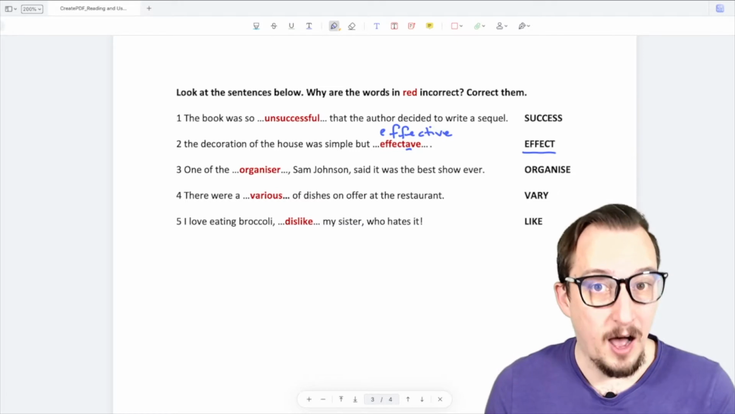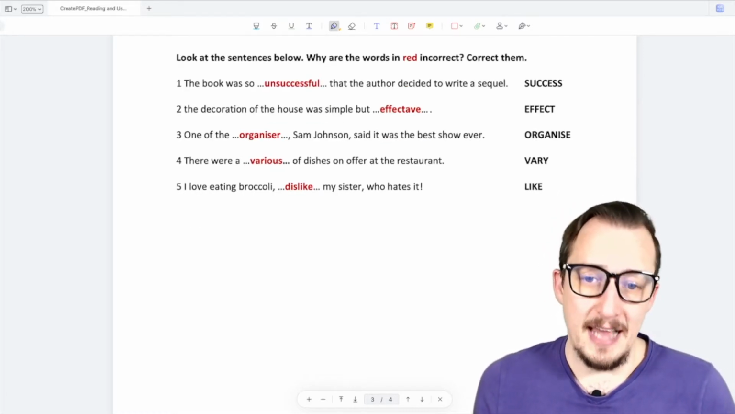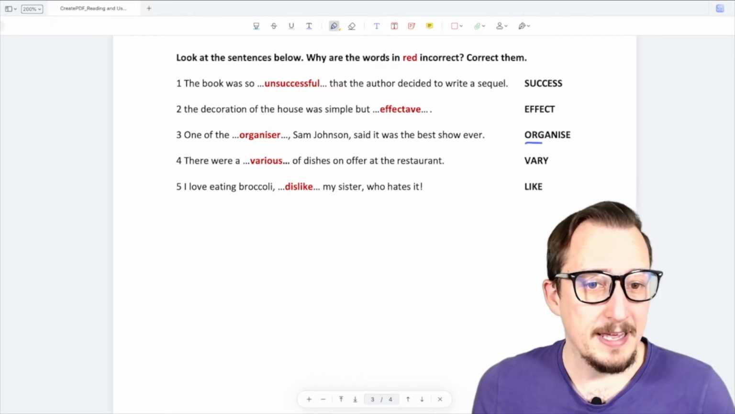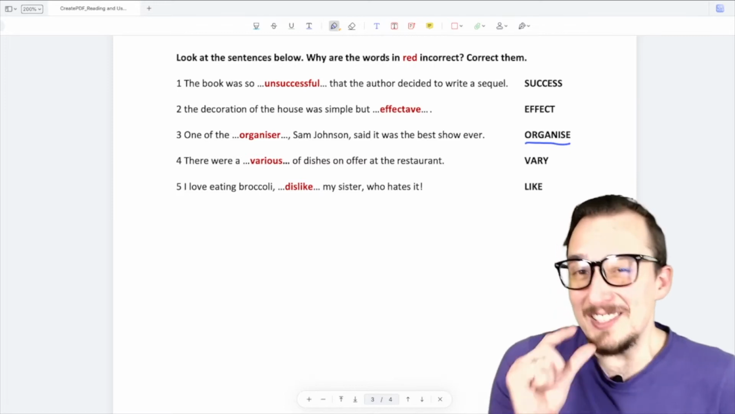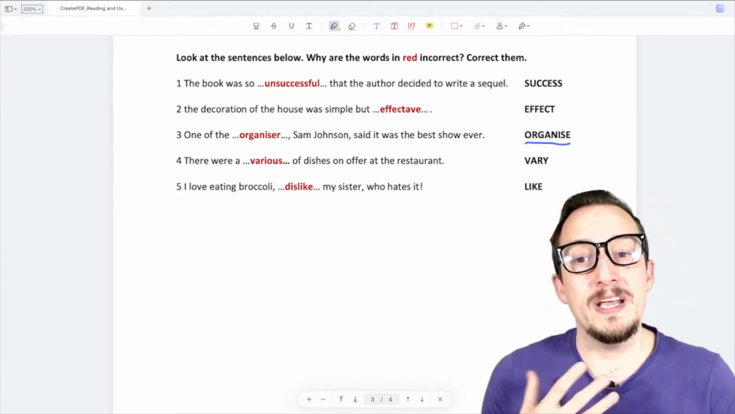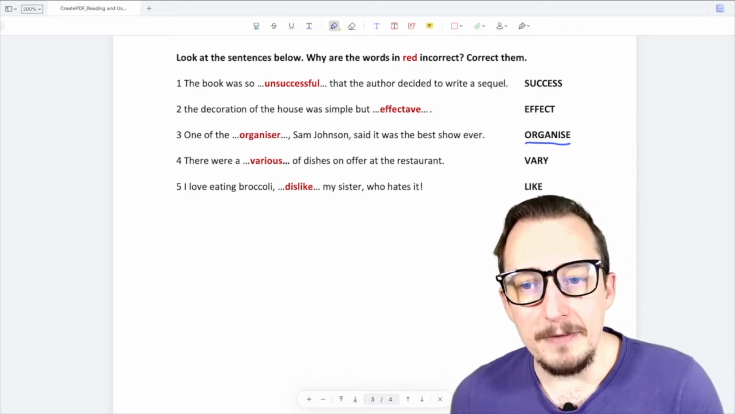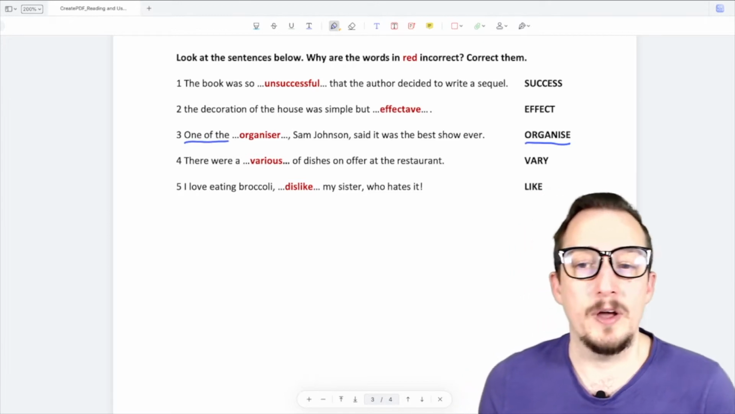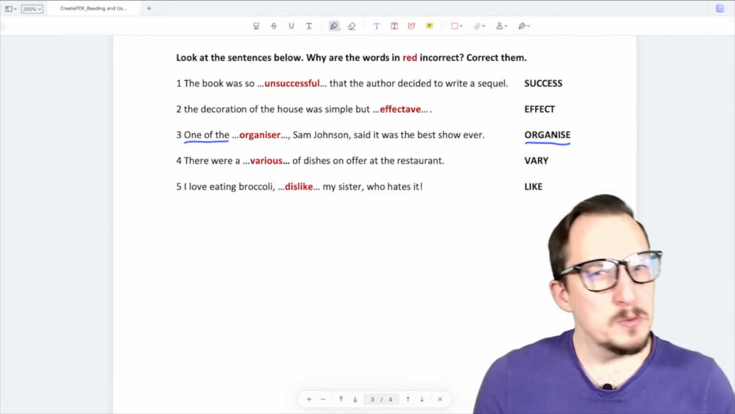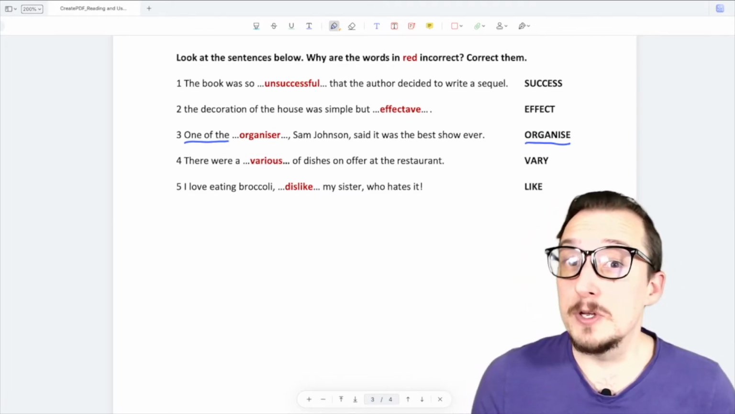So question 3 reads, one of the organiser, Sam Johnson, said it was the best show ever. And our stem word is organise. Now, this is almost correct because it correctly identifies that we need a person in this gap. But let's take a look at the first three words. One of the. Now, after the phrase one of the, do we use the singular or do we use the plural? Well, we actually use the plural.